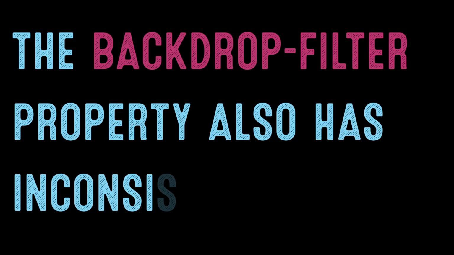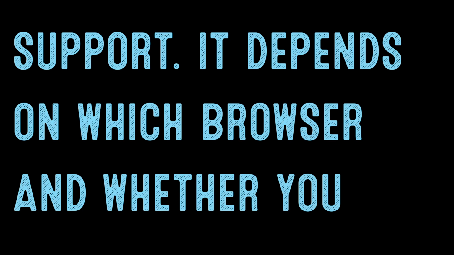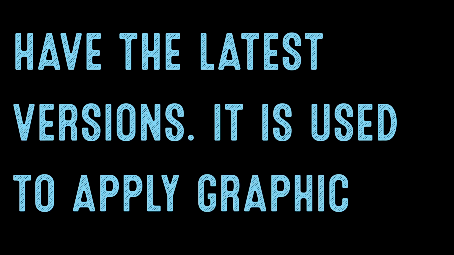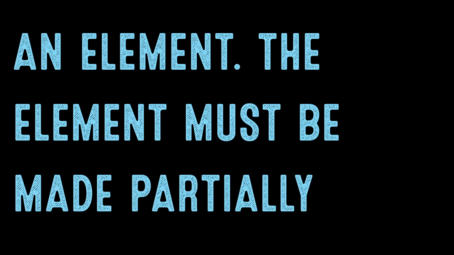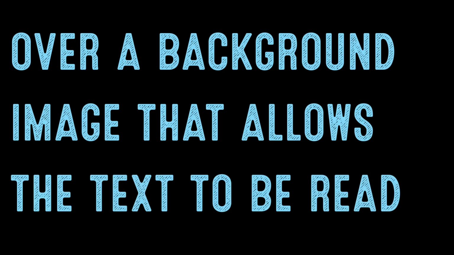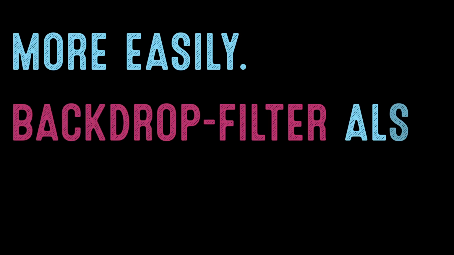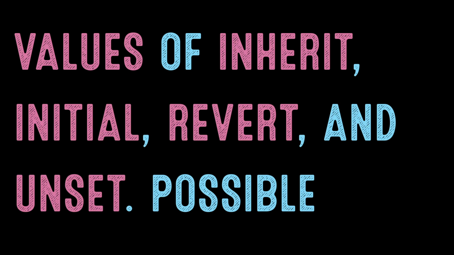The backdrop filter property also has inconsistent browser support. It depends on which browser and whether you have the latest versions. It is used to apply graphic effects such as blur or color shift to an area behind an element. The element must be made partially transparent. A common use would be for a text box over a background image that allows the text to be read more easily. Backdrop filter also accepts the global values of inherit, initial, revert, and unset.